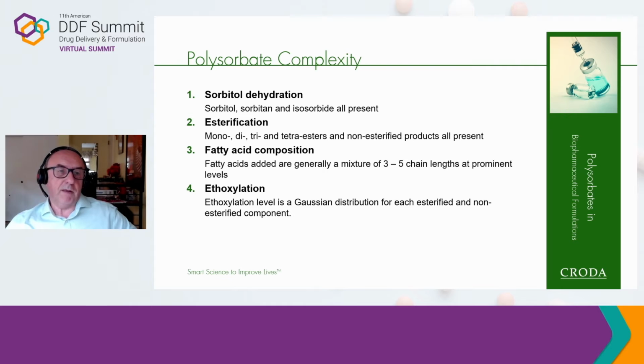The complexity of the fatty acids themselves, which are generally a mixture of at least 3 to 5 major components, adds an additional level of complexity. The final ethoxylation step results in a Gaussian distribution for each species, whether they be esterified or non-esterified, which again adds a final level of complexity.